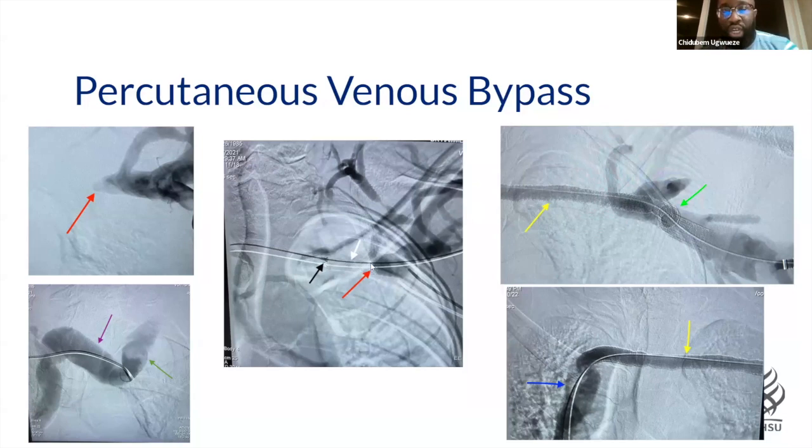Once you have this, you can put a long sheath from your peripheral access on this side across this subcutaneous tract into the outflow. And then once you have that sheath across, you can deploy a covered stent across the stenosis. That's basically what's happened here. You have access from peripheral, you have a covered stent through your tunneled subcutaneous tract into the central venous outflow, and now you have decompression of that extremity.